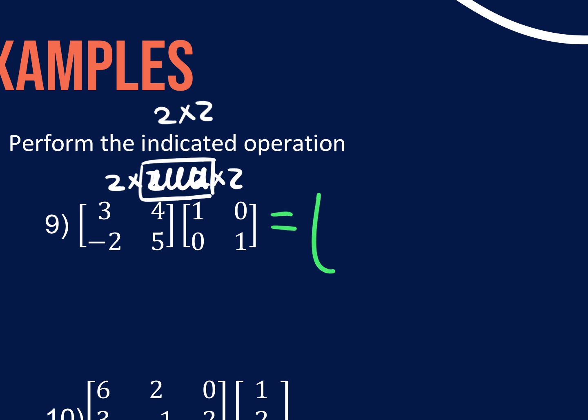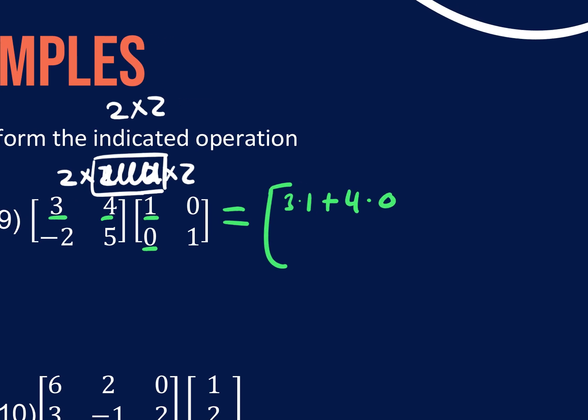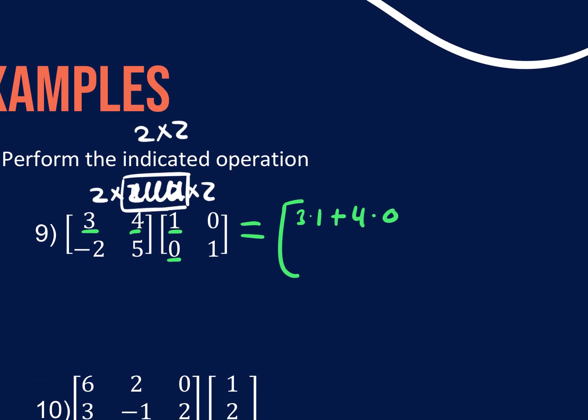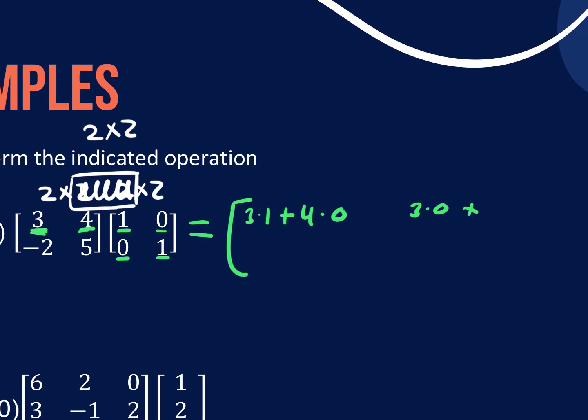So again, I'm going to set up a big matrix. We're going to do first row times first column. So it's going to be 3 times 1 plus 4 times 0. All right? And that's it for that first entry. All right? And then we're going to do first row, second column, right? So 3 times 0 plus 4 times 1.